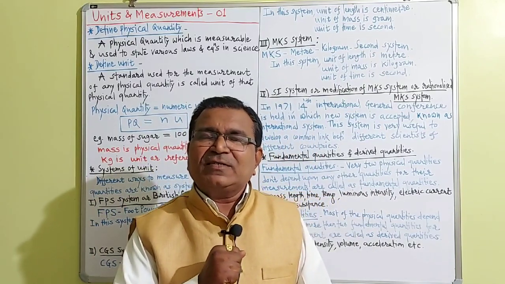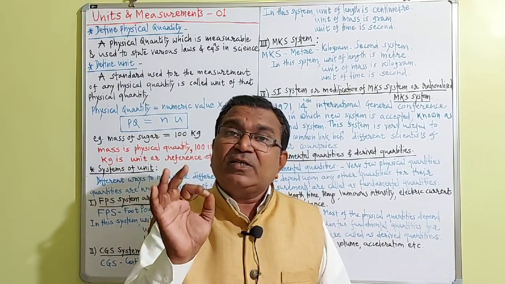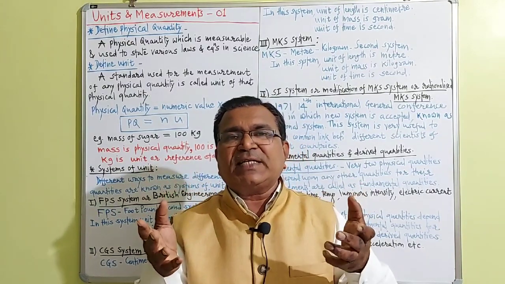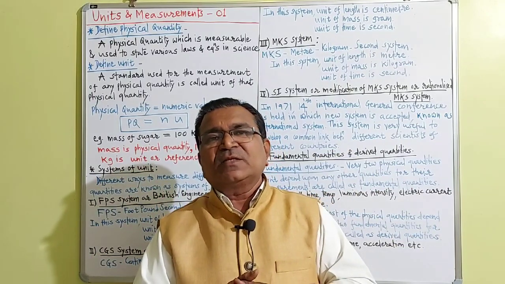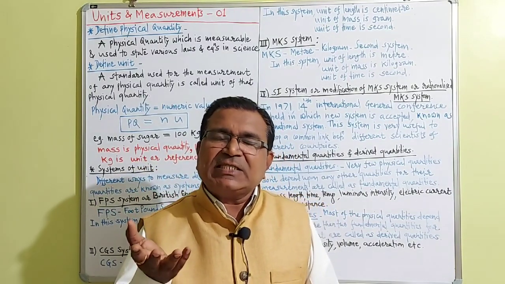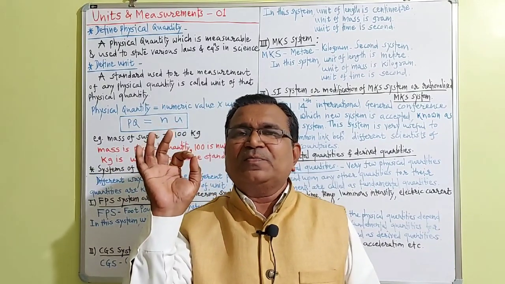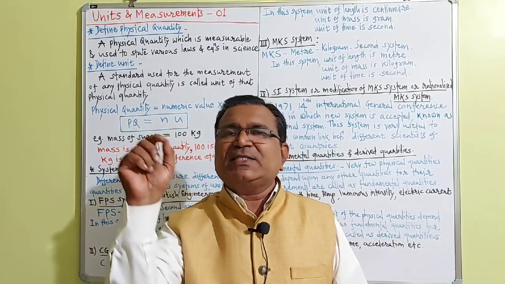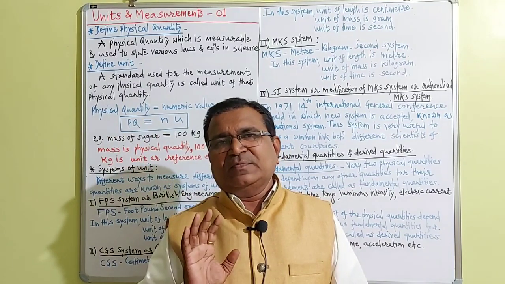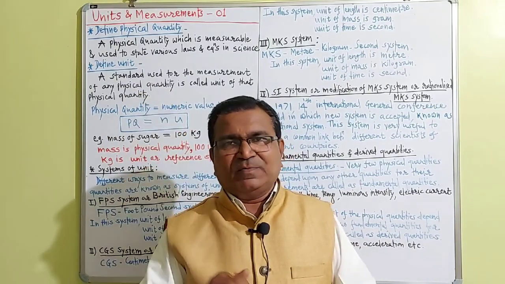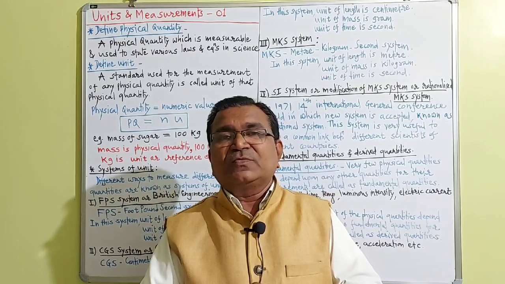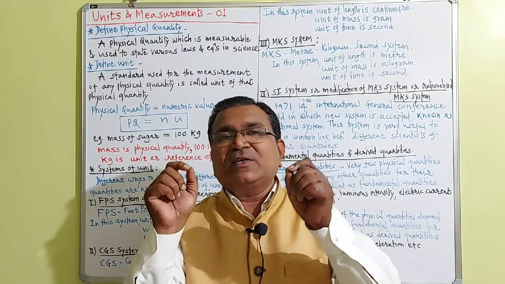Then what is a physical quantity? A physical quantity is a quantity which is measurable and can be useful to state laws of science. By making use of physical quantities, we can derive various equations, just like F is equal to ma, force equals mass into acceleration, velocity equals displacement upon time, power equals work upon time. All these equations we can put with the help of physical quantities.